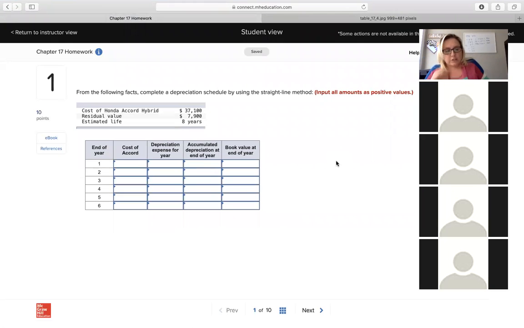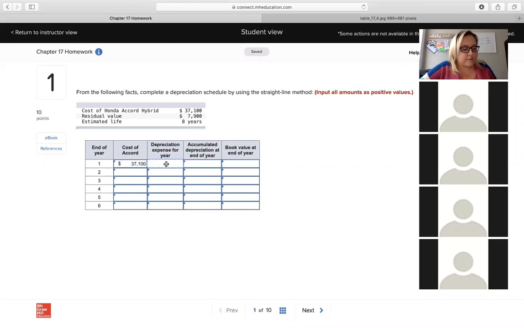So this is the depreciation schedule for the straight line method. If you look back in your textbook and on the PowerPoint slides for the lecture video, it shows you how to complete a depreciation schedule. For example, this is the straight line method depreciation schedule. It's in LU 17-1. For this one, you fill out the cost of the vehicle. The cost of the vehicle is $37,100. And I want you to figure up the depreciation expense for the year.